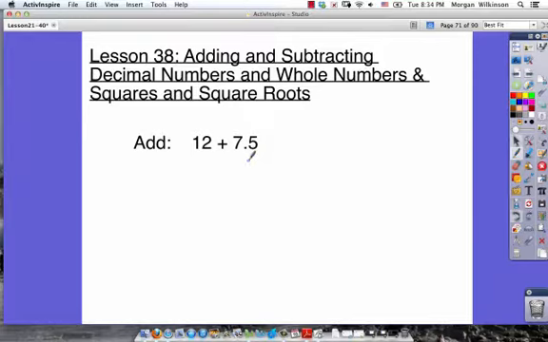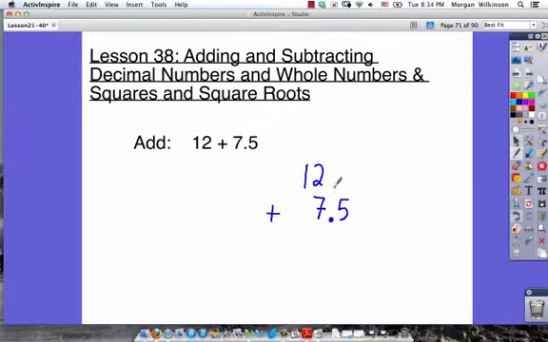Now we know when we add decimals we want to line them up according to their place value, and we're going to do that vertically. So let's rewrite. We're going to get 12 plus, well, the 2 is in the ones place and the 7 is in the ones place. So we're going to stack them on top of each other. And then we have 7.5.